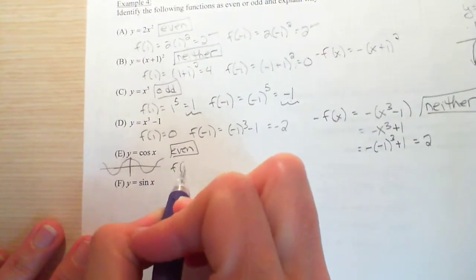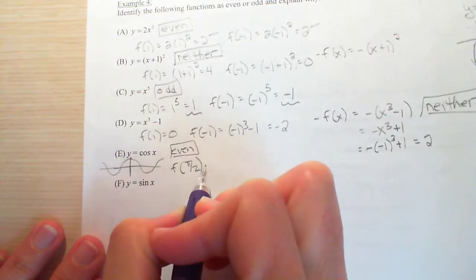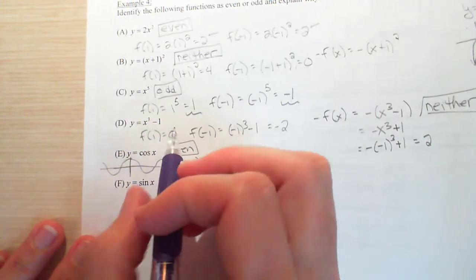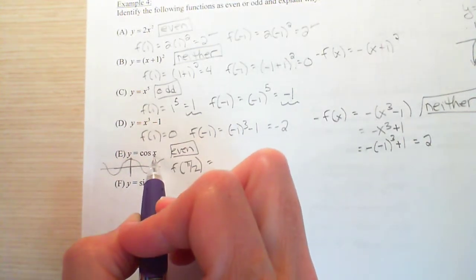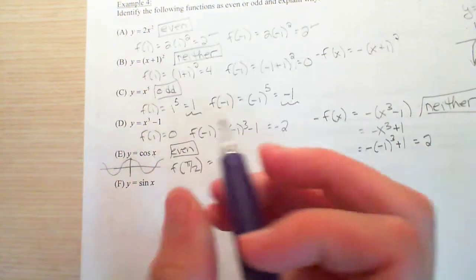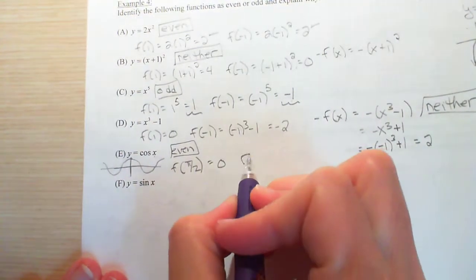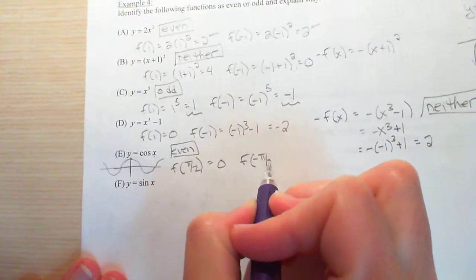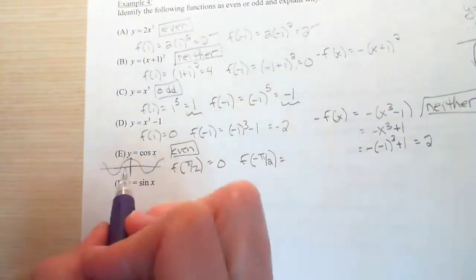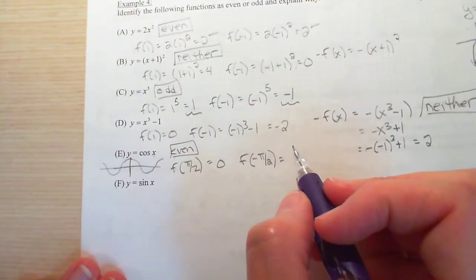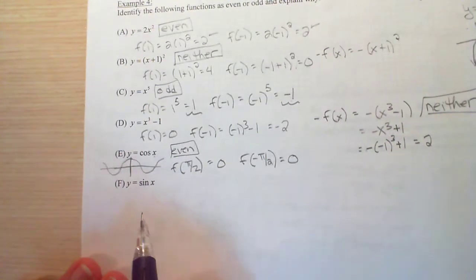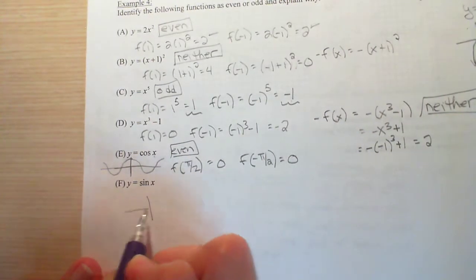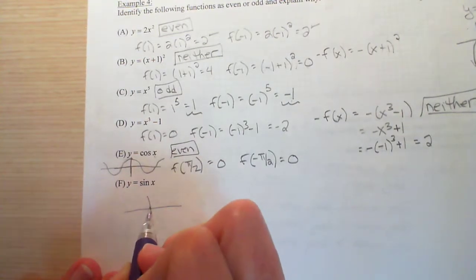So I'm going to do f of pi over 2. F of pi over 2 is cosine of pi over 2. So cosine of pi over 2 is 0. And I'm going to do f of negative pi over 2. Cosine of negative pi over 2 is also 0. So that's even. Now sine, remember sine goes through 0, 0.